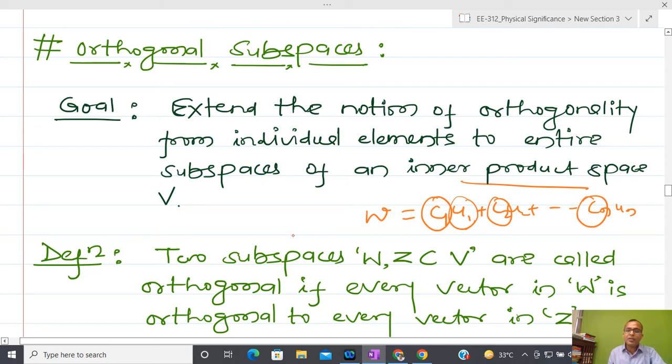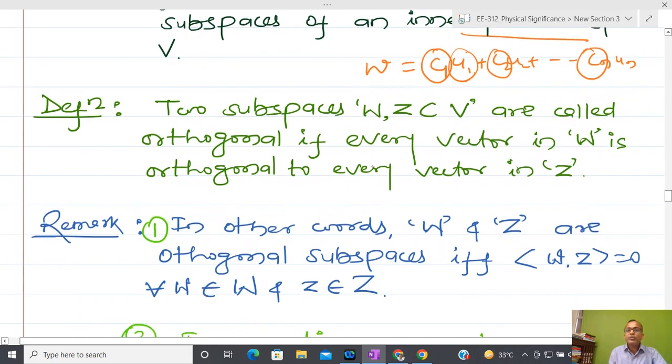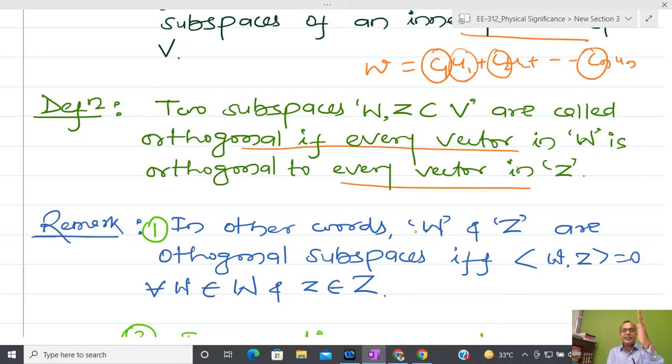So now I have two subspaces, and I have to project one subspace onto another subspace. First, we have to check under what condition two subspaces are orthogonal. The definition is like this: two subspaces W and Z, that are subsets of V, are called orthogonal if every vector in W is orthogonal to every vector in Z. Whenever you check the orthogonality of one vector to a subspace, that one vector is fixed, but you have to check against all vectors of the subspace. But here you have to check the orthogonality of two subspaces, so you have to check something more.